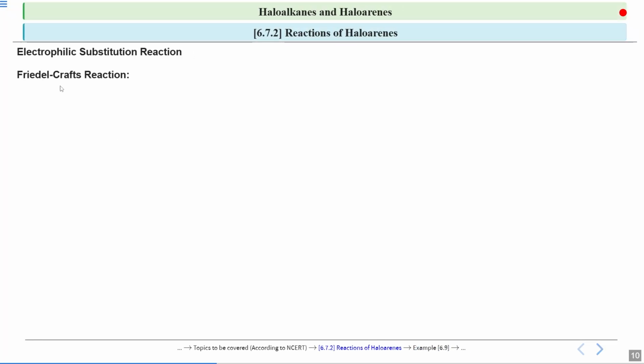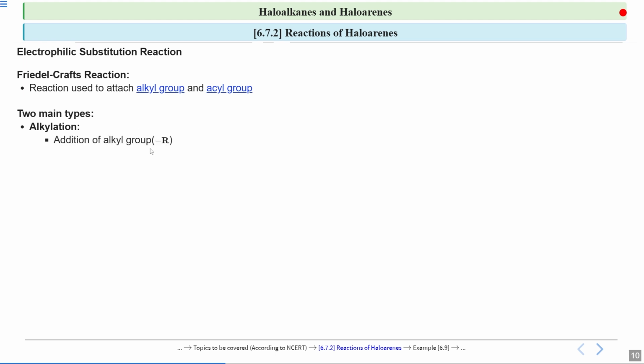Now let's talk about the Friedel-Crafts reaction under electrophilic substitution. This reaction is used to attach alkyl groups and acyl groups, that is, a single bonded carbon group and a double bonded carbon group. So we use the Friedel-Crafts reaction to attach these two groups, the alkyl groups and the acyl groups. There are two main types of this reaction. First is alkylation, in which the addition of an alkyl group happens.